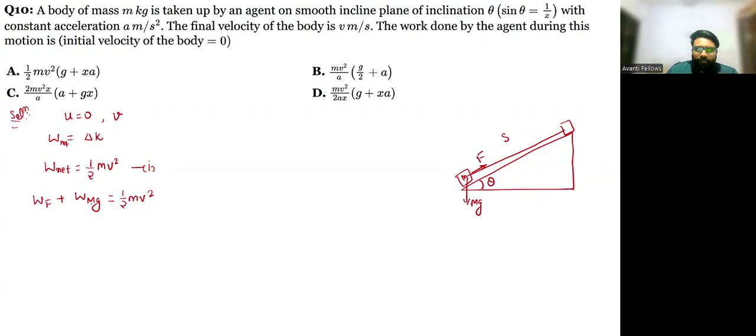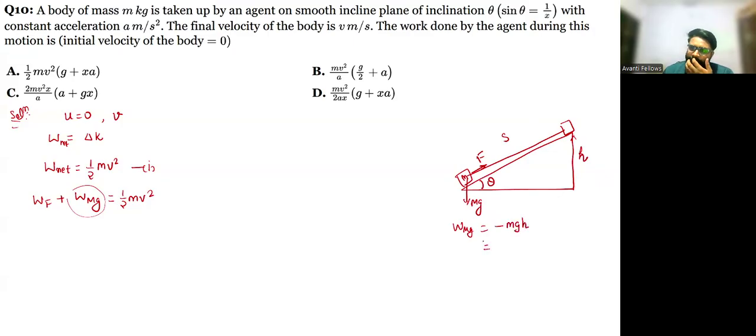Now we can find out the work done by mg. For that, we need to resolve the mg in the direction of displacement, or resolve the displacement in the direction of mg. Which one is easier? Let's say this is h. So the work done by the mg force here is mg dot h, and since both are in opposite directions, h we have covered in the upward direction, mg is acting in the downward direction, so it comes out as minus mgh.